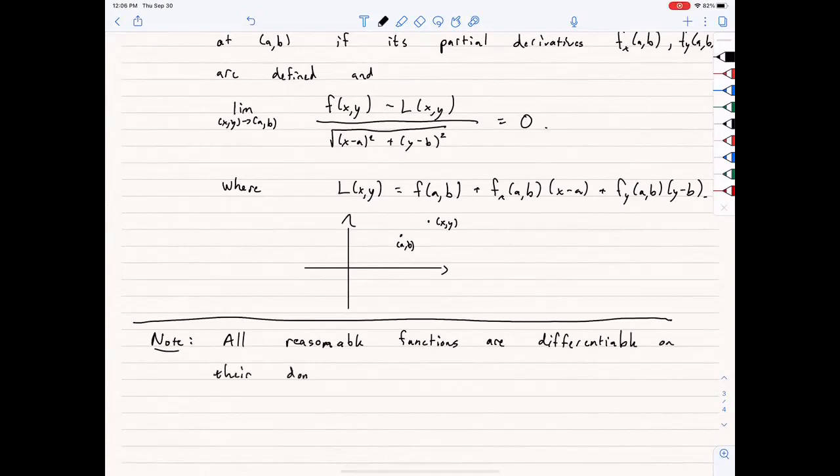I guess I have to say what reasonable means, but I don't want to. So what I mean is, if you have cosine, sine, exponential, log, polynomials, rational functions, so long as you're not dividing by 0, these are all nice and differentiable. You can combine them, you can take their powers, you can use composites, and so on and so forth. They'll all be differentiable on their domain.